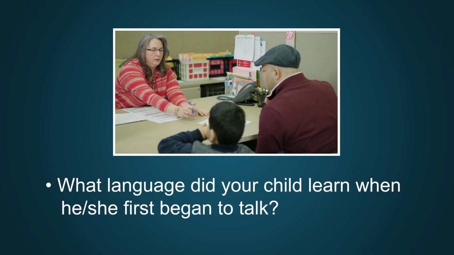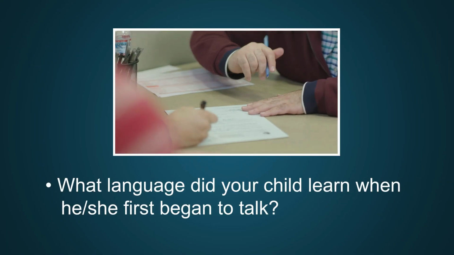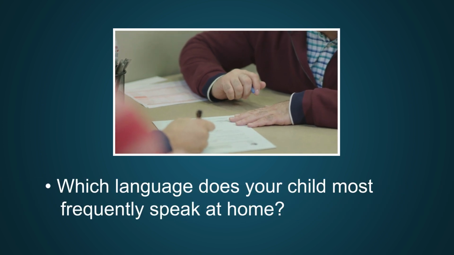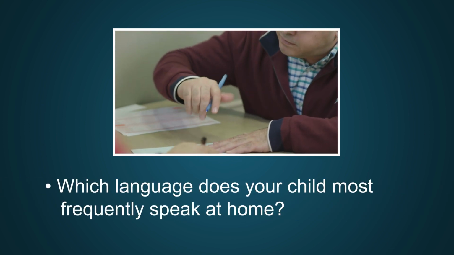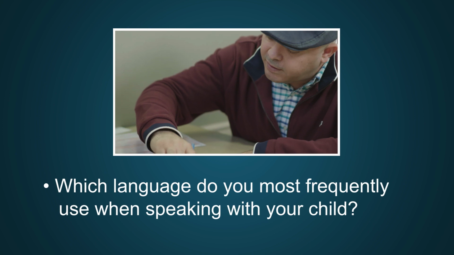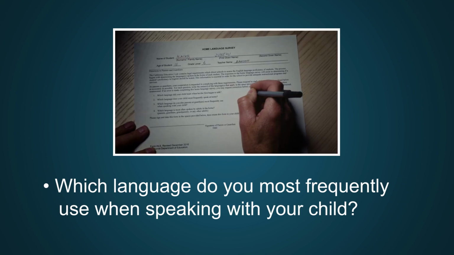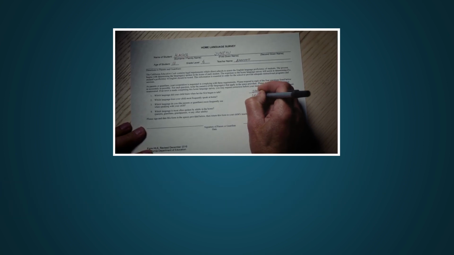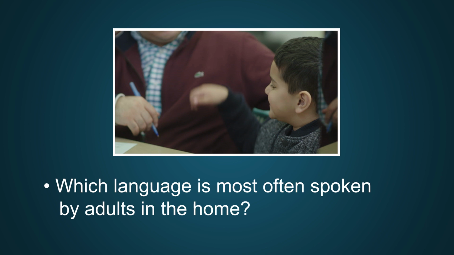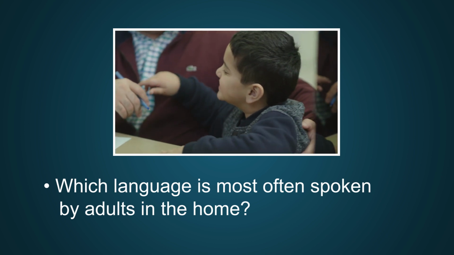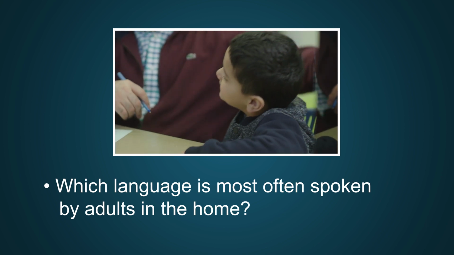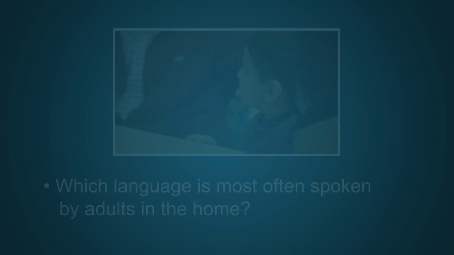The home language survey asks important questions. What language did your child learn when first beginning to talk? Which language does your child most frequently speak at home? Which language do you most frequently use when speaking with your child? If your answers to the first 3 questions are English, and the last question, which language is most often spoken by adults in the home, indicates a language other than English, the district will determine whether testing is necessary.